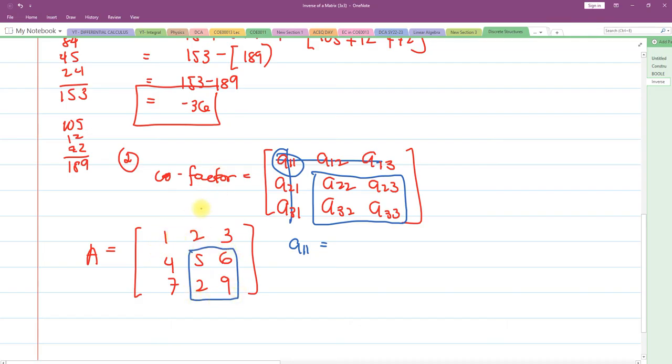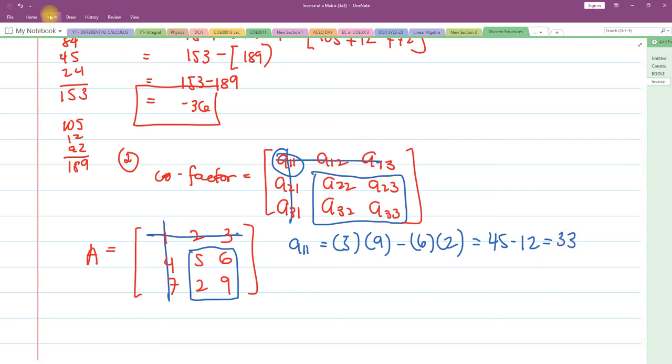So if we are going to get the A11, we are going to cover column 1 and row 1. So that would be 5 times 9 minus 6 times 2. That's the determinant. So you have 45 minus 12, so you have 33. Okay, for A11.